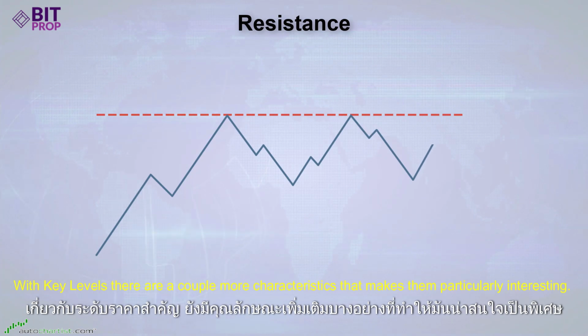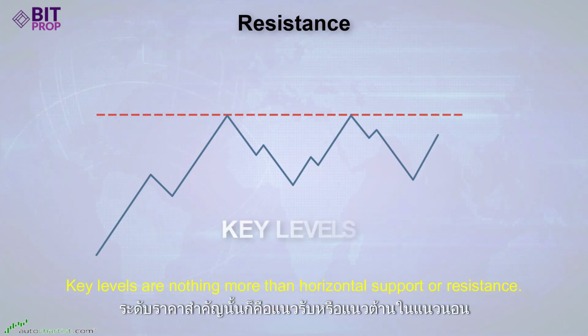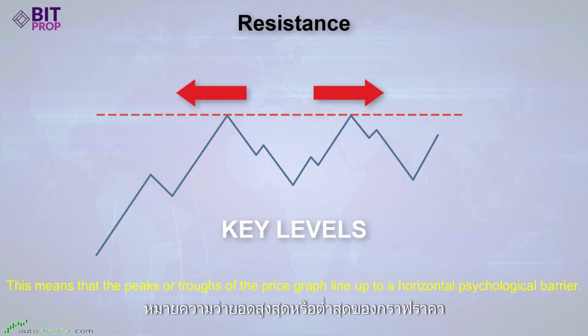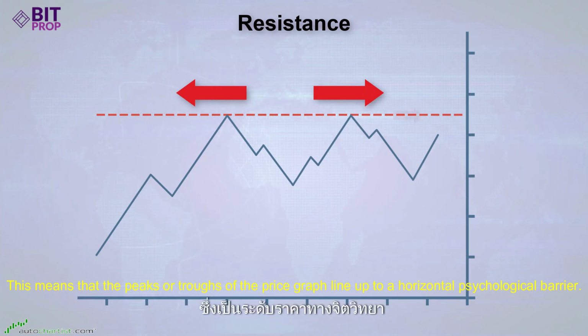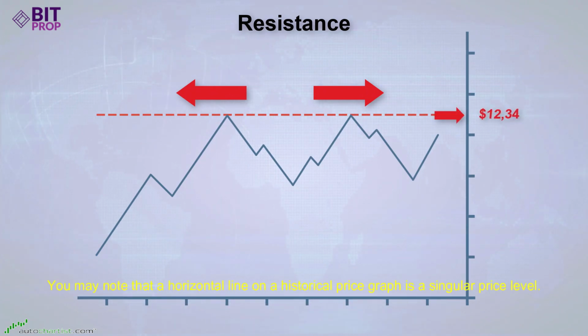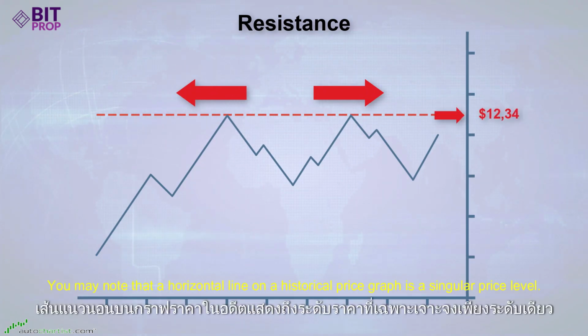With key levels, there are a couple more characteristics that make them particularly interesting. Key levels are nothing more than horizontal support or resistance. This means that the peaks or troughs in the price graph line up to a horizontal psychological barrier. You may note that a horizontal line on a historical price graph is a singular price level.